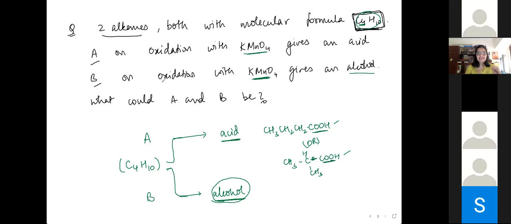The facts are given. Both are alkanes, and their formula is C4H10. Oxygen is not given there, so how can you add it? You can reverse engineer it, but the final answer that you give me should be something with C4H10.